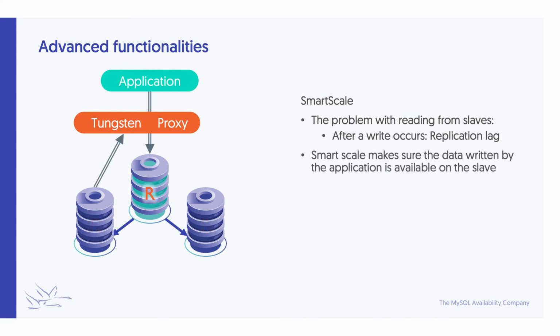And since Tungsten is a full clustering suite, it will have access to the state of replication. When the application writes data to the master, the Tungsten proxy will be able to know whether this data has hit the slave or not. If the data has been replicated, it's okay to read from the slave. If not, the Tungsten proxy will automatically return the data that is sitting on the master, since it's not available on the slaves.